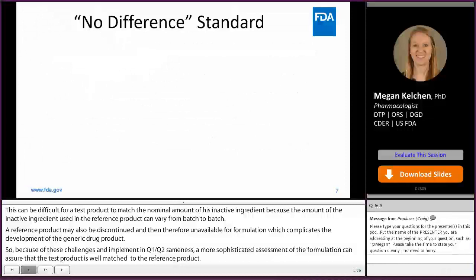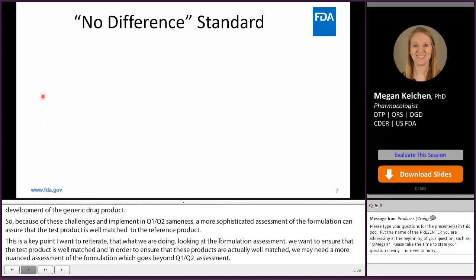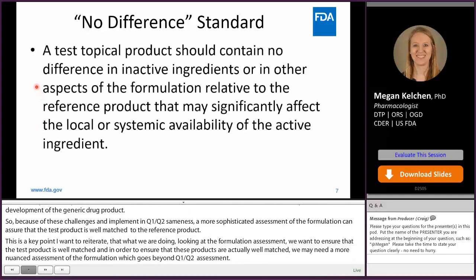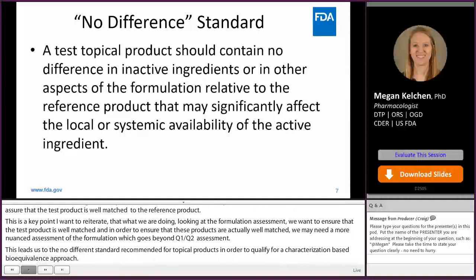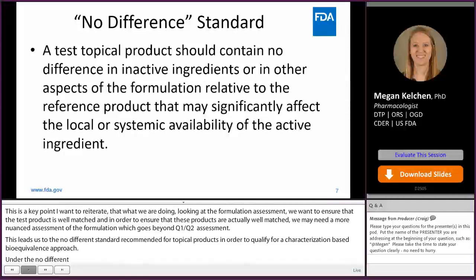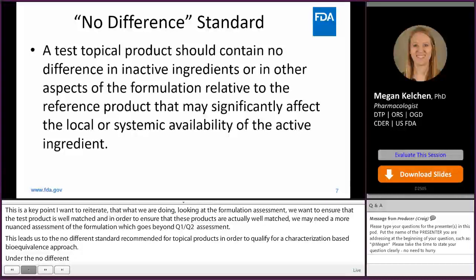So this leads us to the no difference standard that is recommended for topical products in order to qualify for a characterization-based bioequivalence approach. Under the no difference standard, a test topical product should contain no difference in inactive ingredients or in other aspects of the formulation relative to the reference product that may significantly affect the local or systemic availability of the active ingredient.